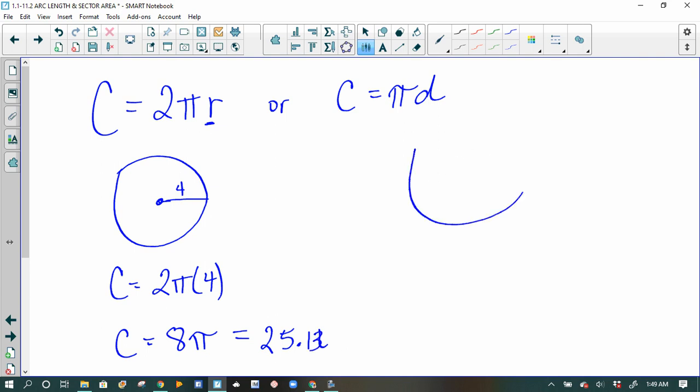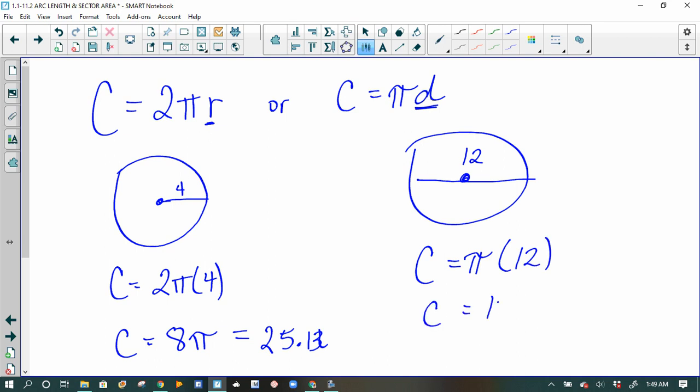Now, if you have a circle and the diameter is, let's say, 12, then you replace d with 12. So circumference is pi times 12, or 12 pi, which is 37.7.